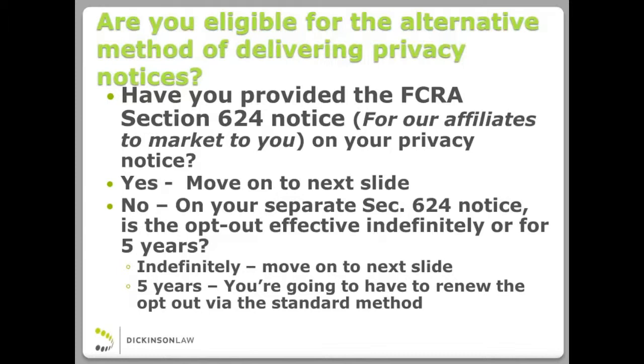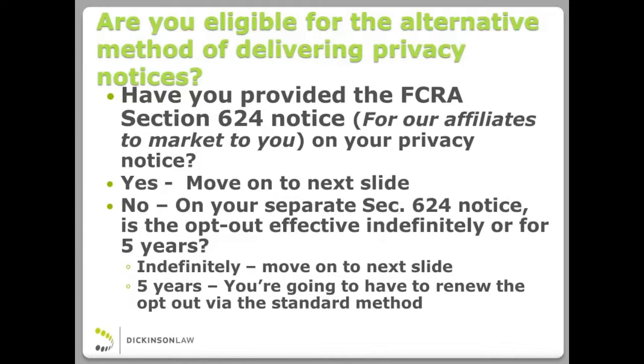But most people that would be providing a separate Section 624 notice would not be providing an indefinite opt-out, because the reason you do it separately is so you can limit it to 5 years. So if you've provided the separate notice and limited it to 5 years, now you're going to have to renew that opt-out every 5 years, and you can't use the alternative method for that renewal. You have to keep using the standard method for that.